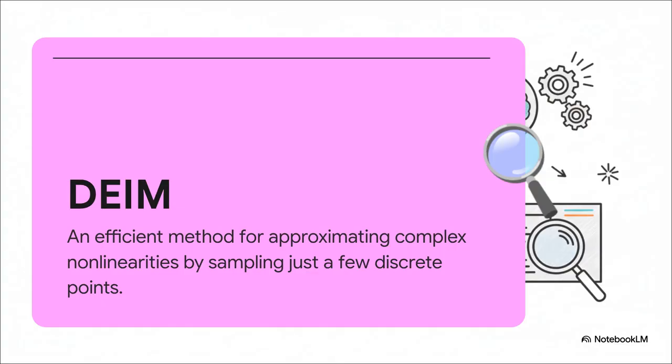We handle them with DEIM. This is the ultimate smart hack. Instead of calculating that complicated nonlinear term everywhere, DEIM basically says, look, just tell me the value at a few very specific, very smart locations, and I'll figure out the rest for you. It's an incredibly clever shortcut that avoids all that brute force work.